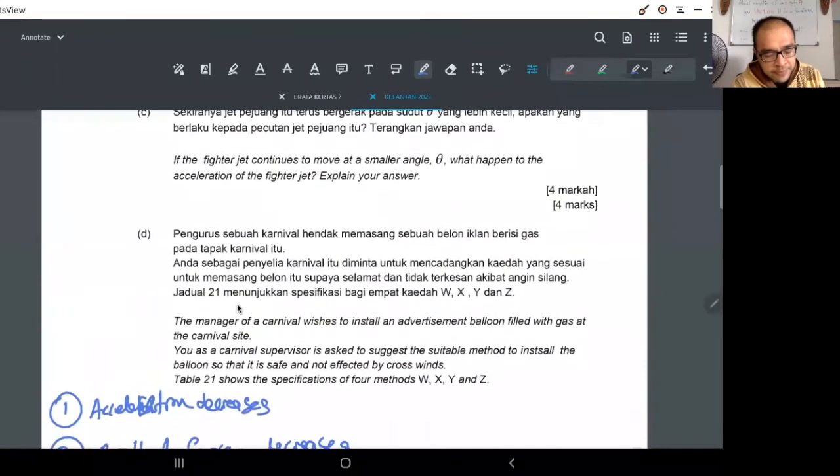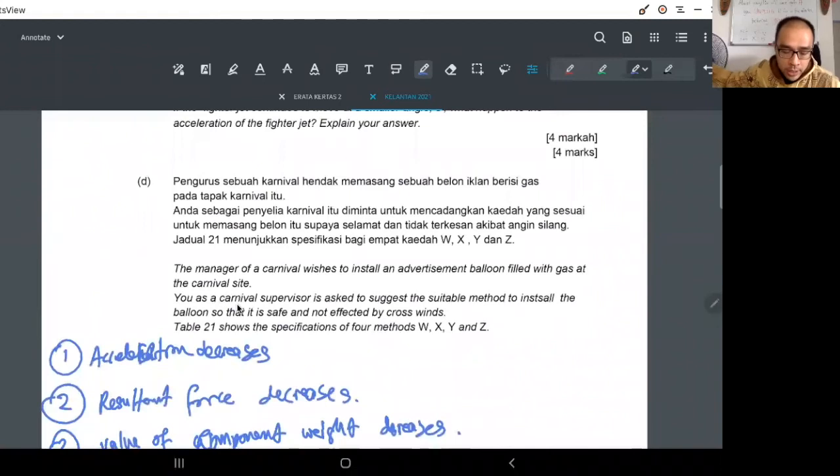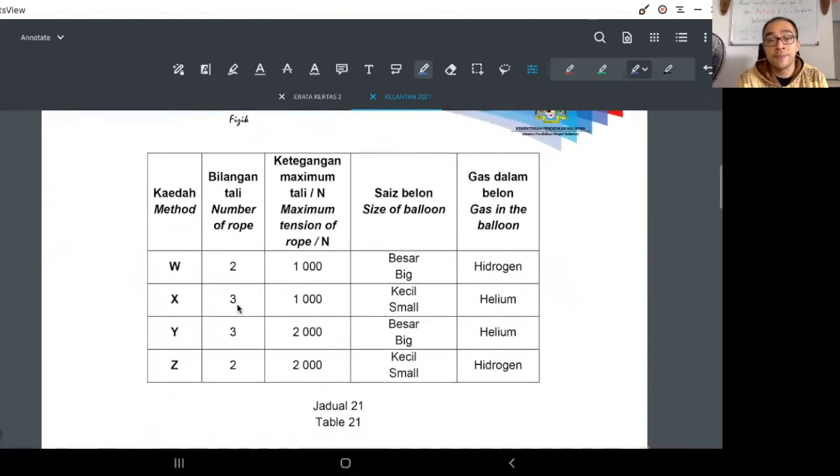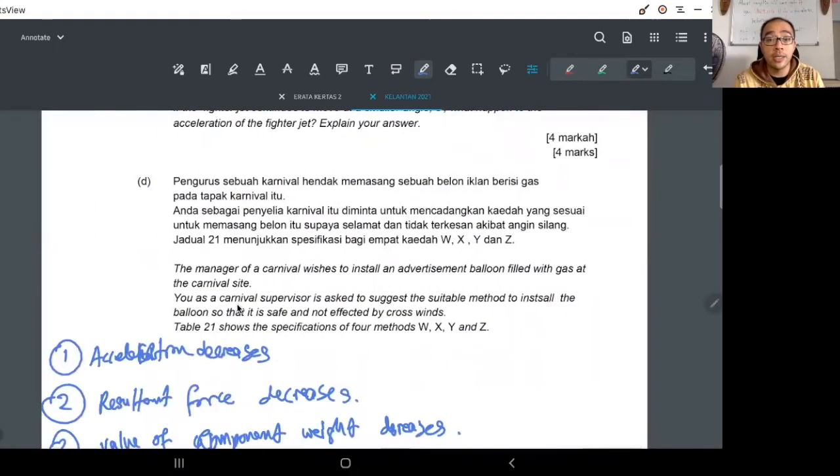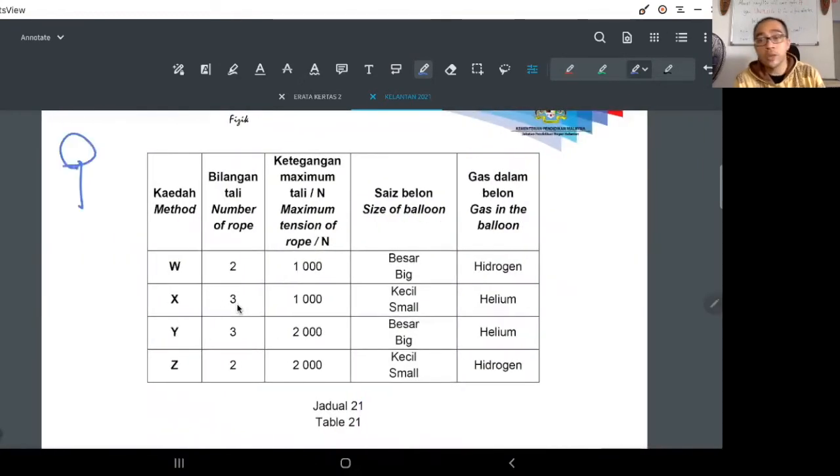So strange. Okay, the manager of a carnival wishes to install an advertisement balloon filled with gas at the carnival site. You are a carnival supervisor, and you're asked to suggest a suitable method to install the balloon so that it is safe and not affected by crosswinds. So you see this one. Okay, so you have a balloon. Oh, it's a big balloon. You have a balloon iklan. You have a balloon and you want to put it up so that people can see.